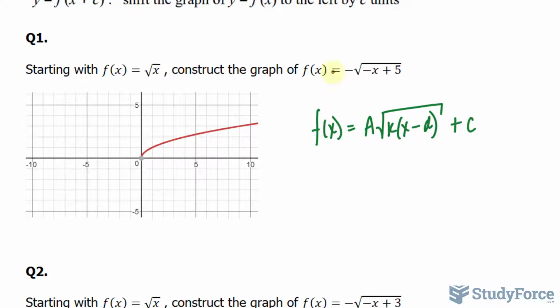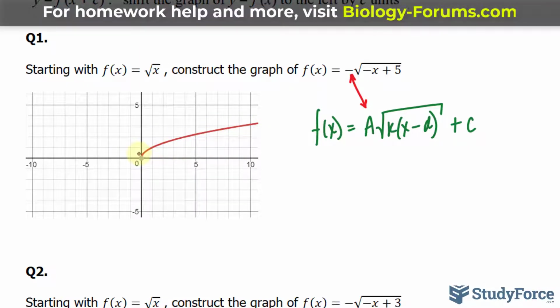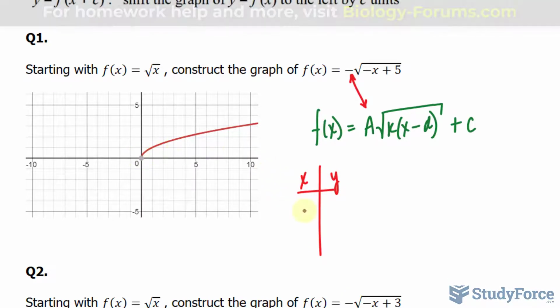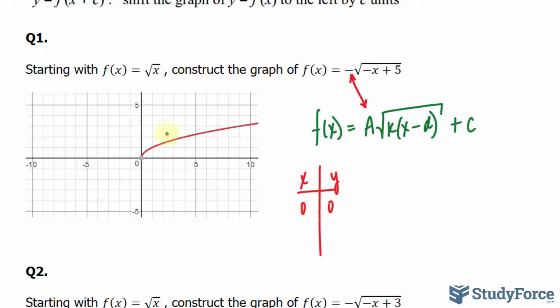Now look at our function. Our function has an a value that is negative. If the a value is negative, that is a reflection about the x-axis. Before I explain the significance of that, let's look at some key anchor points along this curve. So I'll make a quick xy table like this, and one key anchor point is at 0 and 0, another one is at 4 and 2, and a third one can be at 9 and 3.